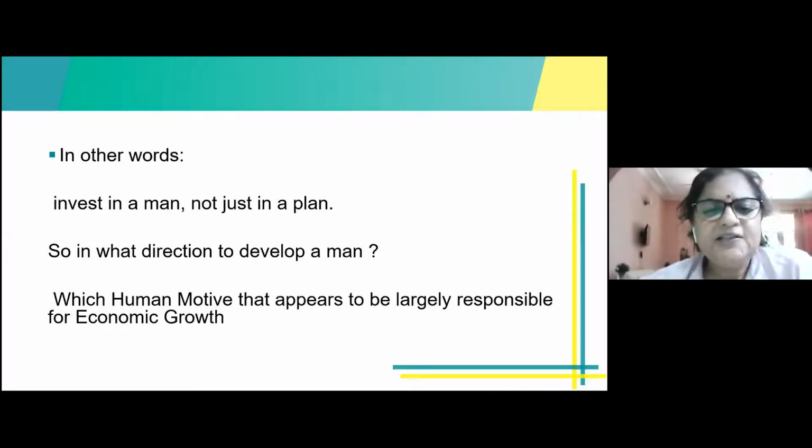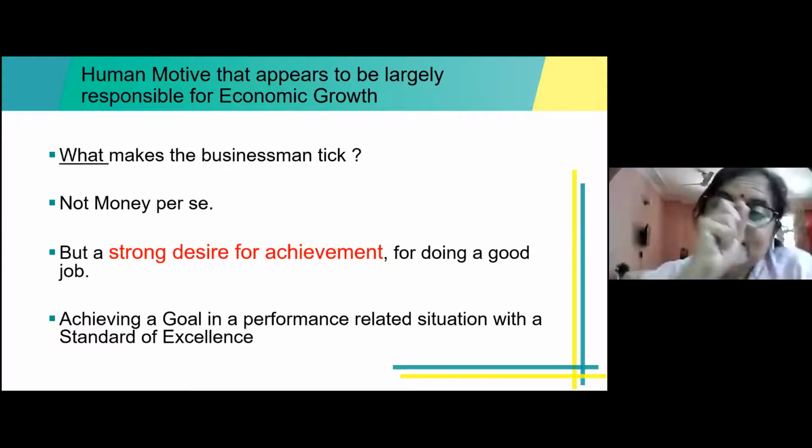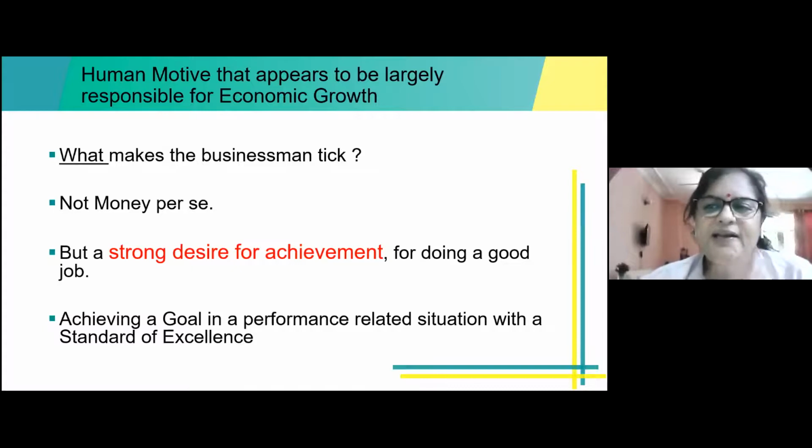McClelland said that it is the human motive, why I do what I do, which is largely responsible for economic growth. Now, what is the human motive that makes the businessman to think? He said that everyone thinks that money is the motive. And then he quotes the fight between the Marxists and the capitalists. And he says that people think that an entrepreneur works for money only.